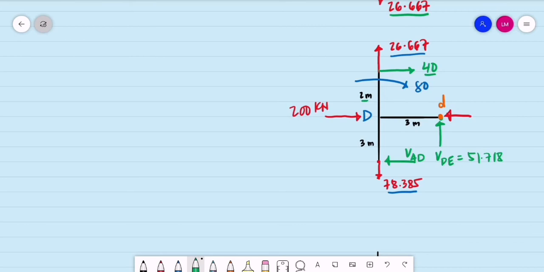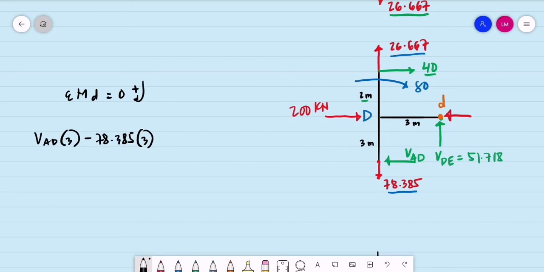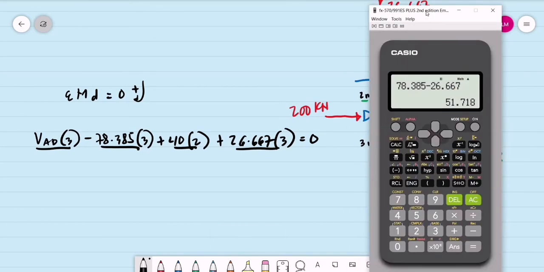So I'll be doing the summation of moment about the inflection point D equal to zero, assuming clockwise moments to be positive. So we have the shear for column AD multiplied by 3 meters, then minus the 78.385 kilonewtons multiplied by 3 meters, and then plus we have the 40 kilonewtons multiplied by 2 meters plus the 26.667 multiplied by 3 meters. So why did we include all forces? So we have the shear AD, the axial force 78.385, the 40 kilonewtons shear, the axial force 26.667.